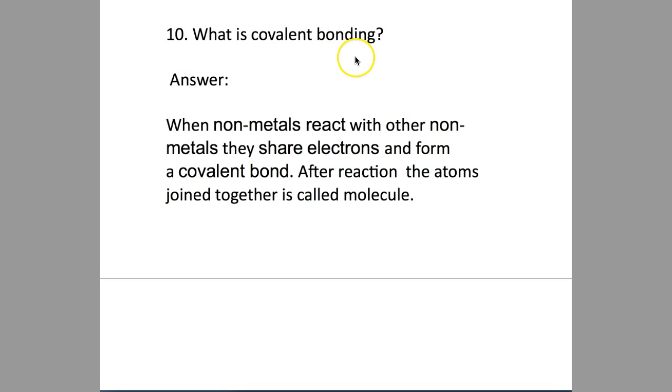What is covalent bonding? When nonmetals react with other nonmetals, they share electrons and form a covalent bond. After the reaction, the atoms joined together are called a molecule.